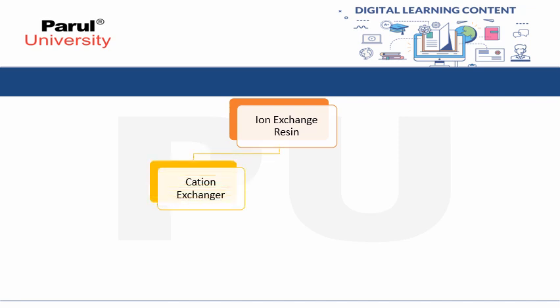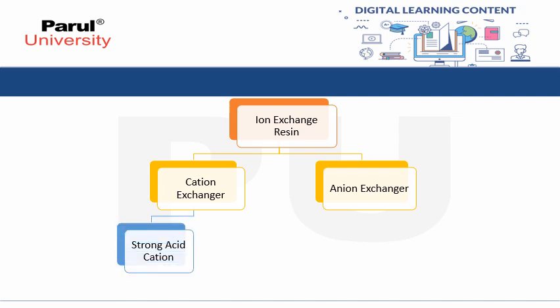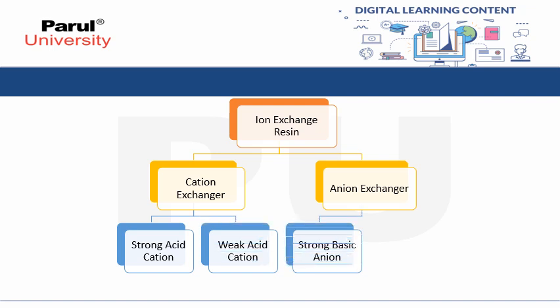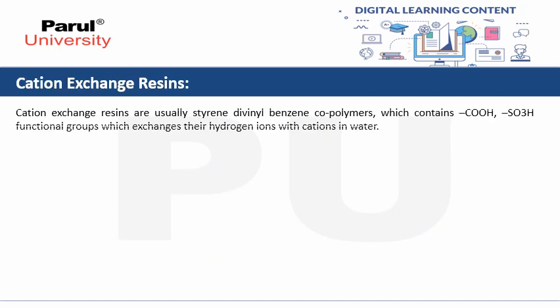Ion exchange resins are of two types, cation exchanger and anion exchanger. Cation exchangers are generally strong acid cation and weak acid cation, and the anion exchangers are generally strong basic anion and weak basic anion.